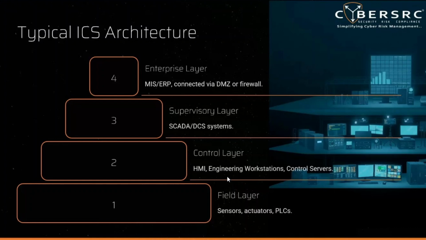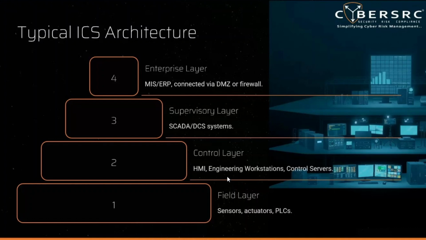After that, there is a control layer which has HMI. HMI is human machine interface. It provides a visualization of a machine. So basically, how much process is it using? What is the temperature currently? What function is it running? So engineering workstation and control servers.